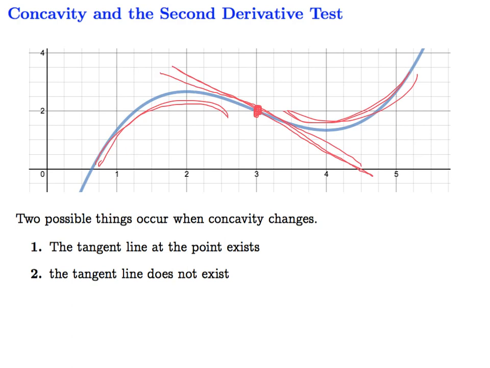The issue is that we can also have concavity change on a graph very abruptly and have no tangent line. If we look at the red graph over here, we changed from a concave upward piece of graph to a concave downward graph, but we don't have a nice tangent line here. It didn't change in a nice smooth way. We're going to give these places where it changes nicely a special name. They're going to be called points of inflection.